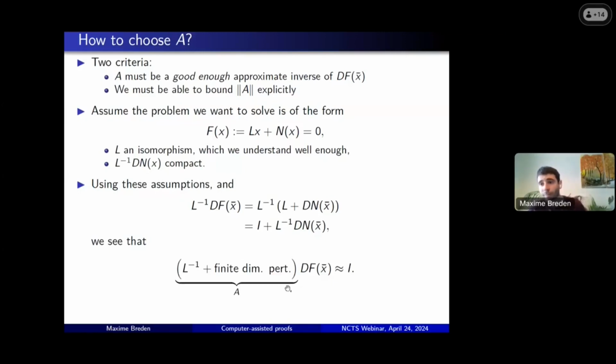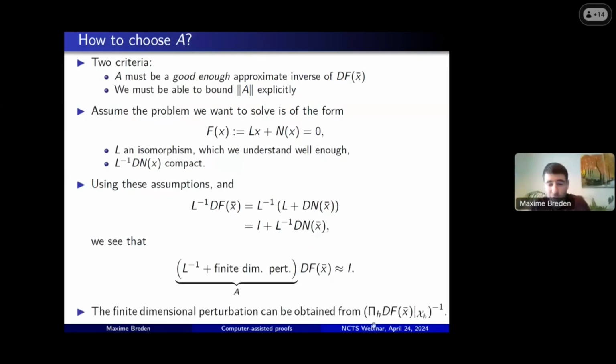And this finite dimensional perturbation is not going to be something crazy abstract. You have a good candidate for this actually. If you're doing numerics anyway, you have a finite dimensional projection of your problem, and this one, in principle, you should be able to invert. And this inverse is what I'm going to use for the finite dimensional projection, which is very natural.